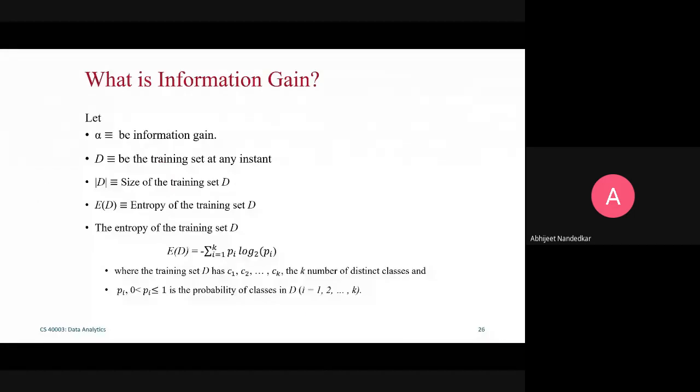Now, what is information gain? Let us define a few terms before we do the calculation. Here, alpha is called the information gain. D is the training set. Mod of D is the size of the training set. E of D is the entropy of the training set, and the entropy of the training set is calculated as we have already discussed.